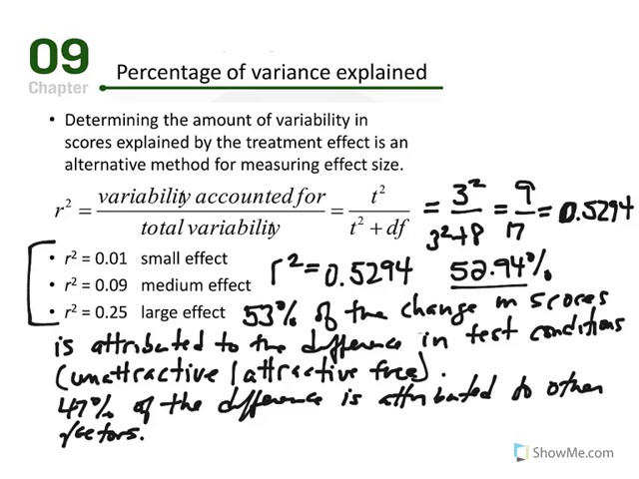So again, anything above 0.25 or 25% of change attributed to what we're testing, whether it's a treatment or difference in quasi-independent variable conditions, is considered to be a large effect. So here we would conclude that approximately 53% of the difference in the amount of time that these infants are spending looking at these two different faces, that is a very large effect.